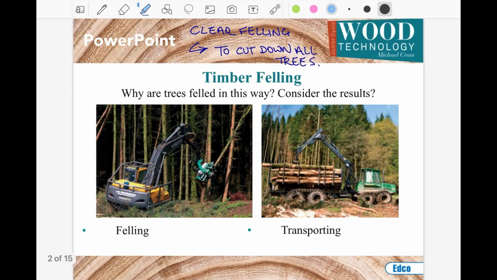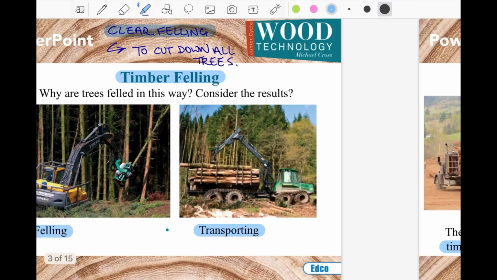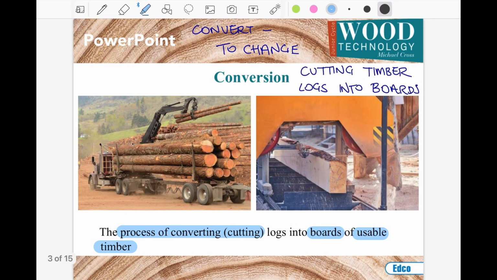Back to the last one, timber felling is important to understand, be able to explain it, be able to use it. So they are felled, felling, and transported, transporting. And clear felling up there that I added myself is a keyword or key phrase to cut down the trees. Conversion itself, of course, is a keyword, and it means cutting timber or logs into boards.